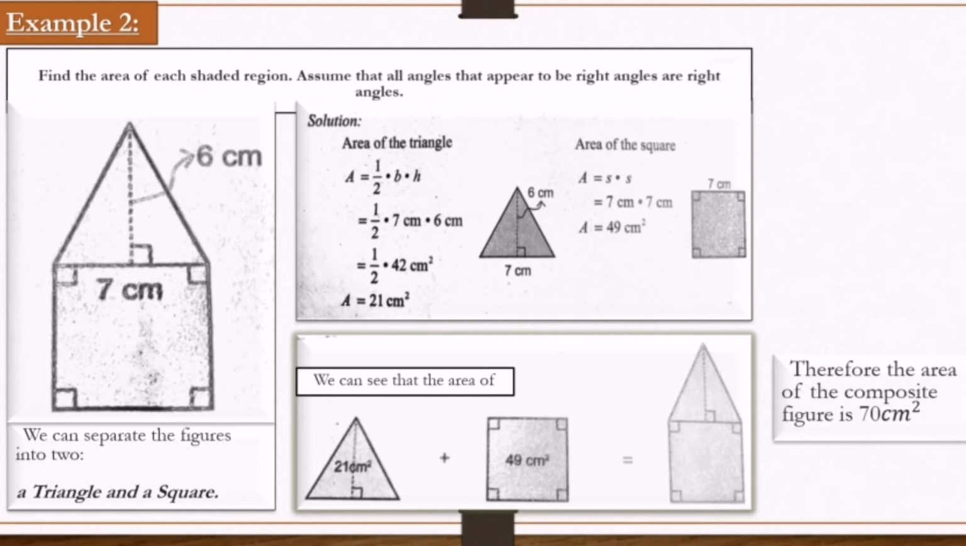Now, for the area of a square, the formula is area equals s times s. So 7 centimeters times 7 centimeters, the area of the square is 49 centimeters squared. Therefore, the area of the composite figure for our example is 70 centimeters squared.